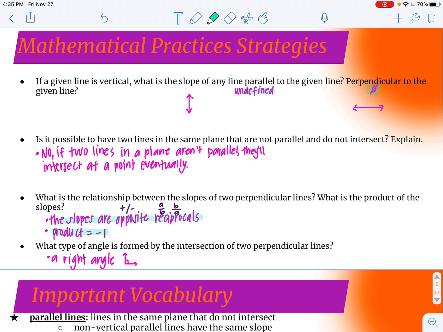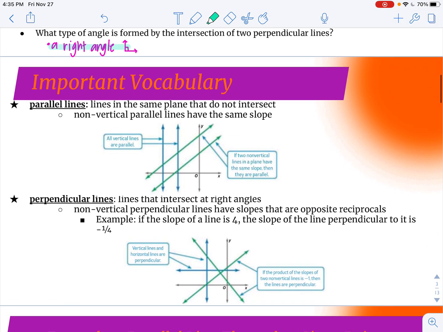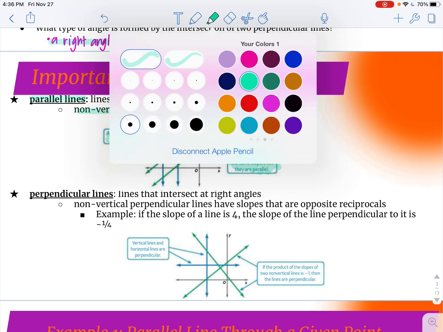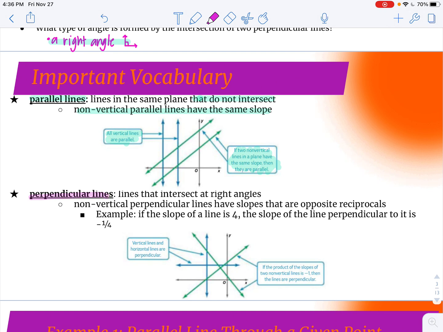What type of angle is formed by the intersection of two perpendicular lines? So you get a right angle, 90 degrees, when you have two perpendicular lines. Some important vocabulary, you have parallel lines, which are lines in the same plane that do not intersect. They will never ever intersect. Non-vertical parallel lines have the same slope. So all vertical lines are parallel. And if two non-vertical lines in a plane have the same slope, then they are parallel. You can also have perpendicular lines, and those are lines that intersect at right angles.